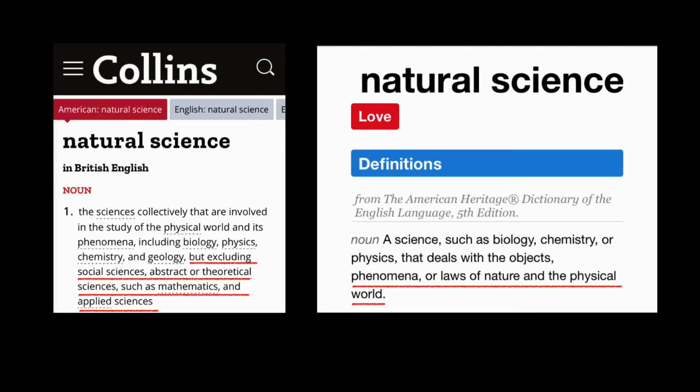The sciences collectively that are involved in the study of the physical world and its phenomena, including biology, physics, chemistry, and geology, but excluding, keyword, excluding social sciences, abstract or theoretical sciences such as mathematics, and applied sciences. A science such as biology, chemistry, or physics that deals with objects, phenomena, or laws of nature and the physical world: natural science. Brings us to the scientific method.